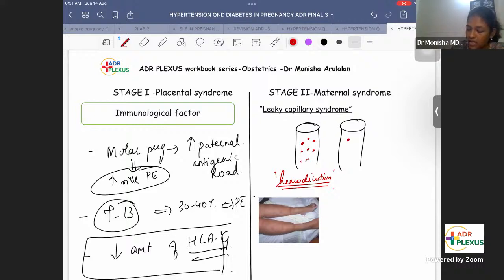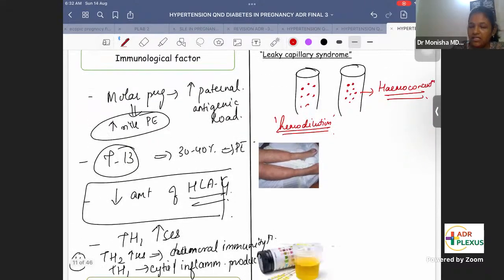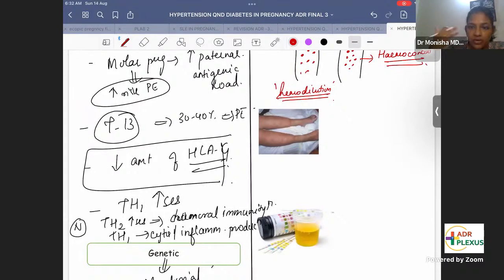preeclampsia, what happens? There is hemoconcentration. Why? The capillary is leaky, so all the fluid goes out. So there is hemoconcentration. Remember, the hallmark of preeclampsia is hemoconcentration. Since it is leaky, there is a shifting of fluid from the intravascular to the interstitial space that will lead to edema. Edema can also be seen in normal pregnancy, but how is it different in preeclampsia? In preeclampsia, the edema can extend up to the knees, or even be anasarca, that is, involving the whole body.